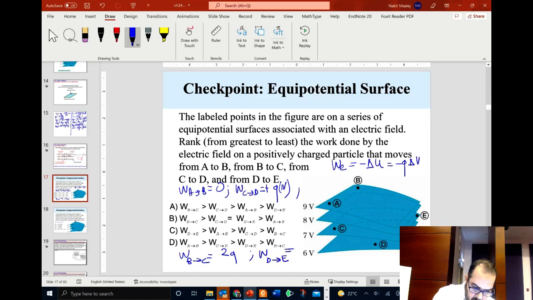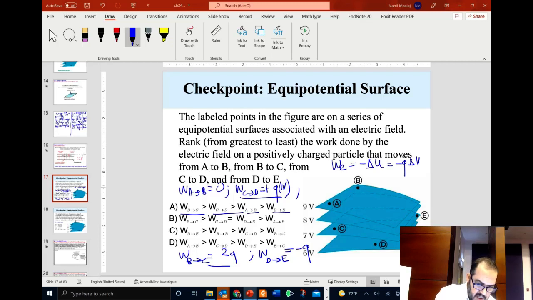D to E. If we go D to E, we're going from 6 to 7 volts. Delta V is 7 minus 6, that's 1 volt. So it will be minus Q times 1 volt. Which one is the largest? 2Q is the largest, that's BC. The next one is CD, it's 1Q. Then 0, A to B is 0. Then the last one is D to E, which is minus Q.